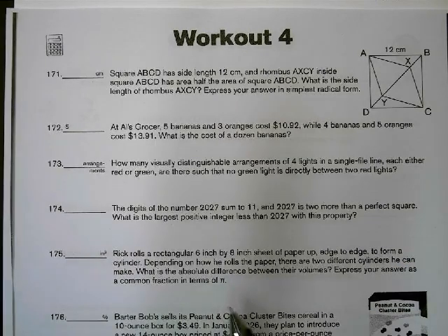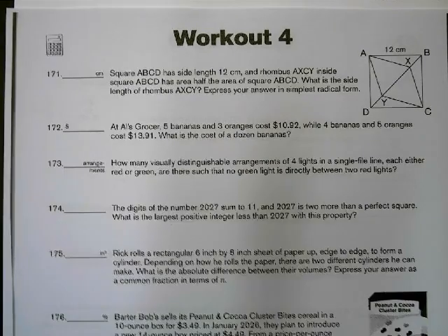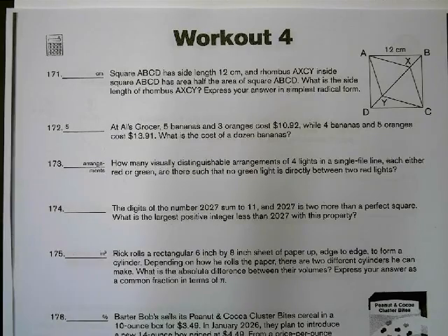171, square ABCD has a side length of 12, and a rhombus AXCY inside of square ABCD has area half the area of square ABCD. That's a mouthful. What is the side length of rhombus AXCY? Express your answer in simplest radical form. Okay, so for this one, we've got a rhombus and we've got a square.